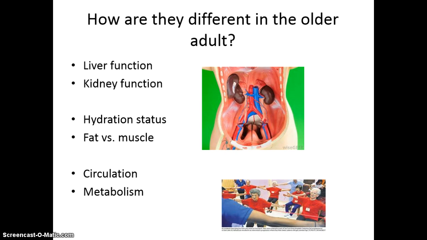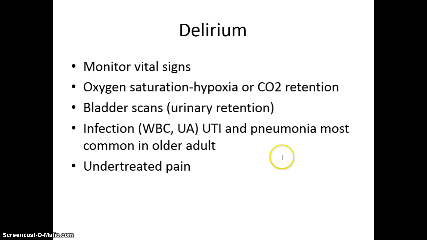Their hydration status and the change in fat versus muscle in the older adult can affect some of the laboratory values, as well as circulation, atherosclerosis, and diabetes, that they have changes in circulation or metabolism. When we see older adults that have changes in hormones or their metabolism, it can affect some of the laboratory values that we see. With delirium, we want to make sure that we find the underlying cause for that.